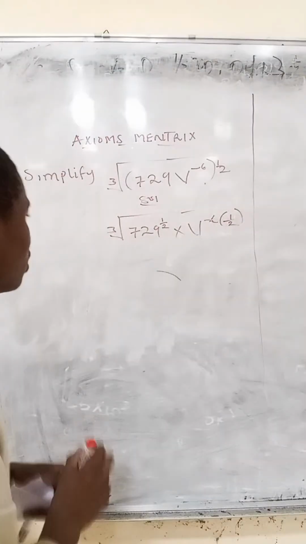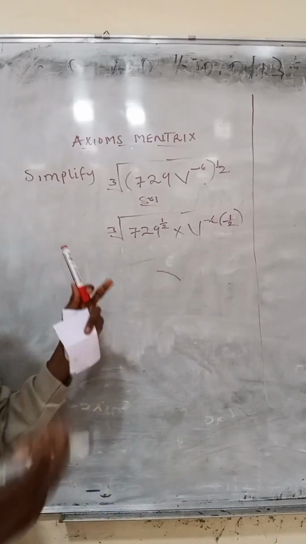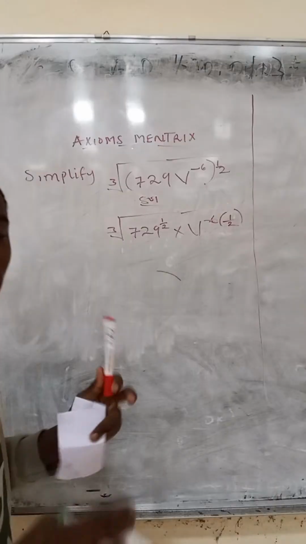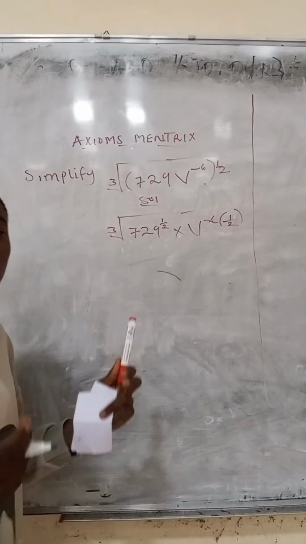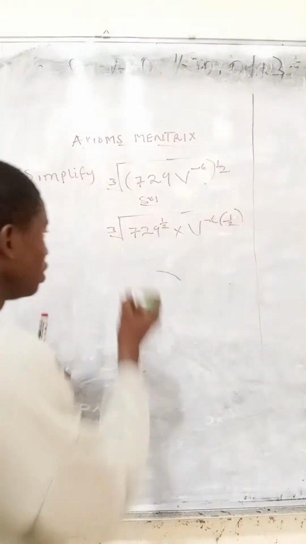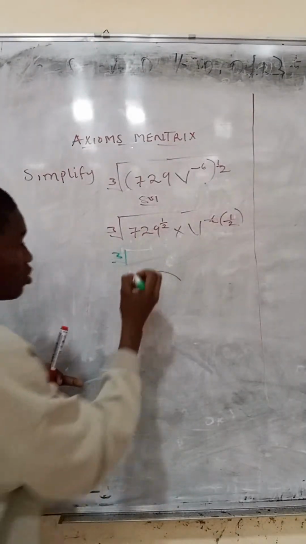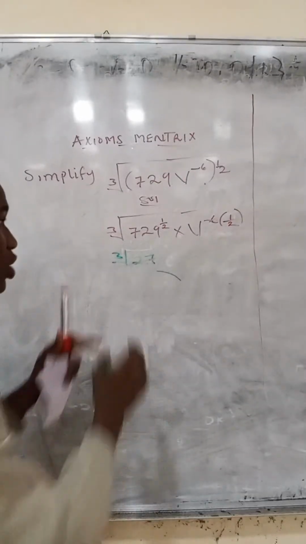When you see something like this in indices, it simply means you are looking for the square root. Whenever you see something raised to the power of 1 over 2 in indices, it means square root. So we are going to be looking for the square root of this, which is going to be given to me as 27. So the square root of 729 is 27.